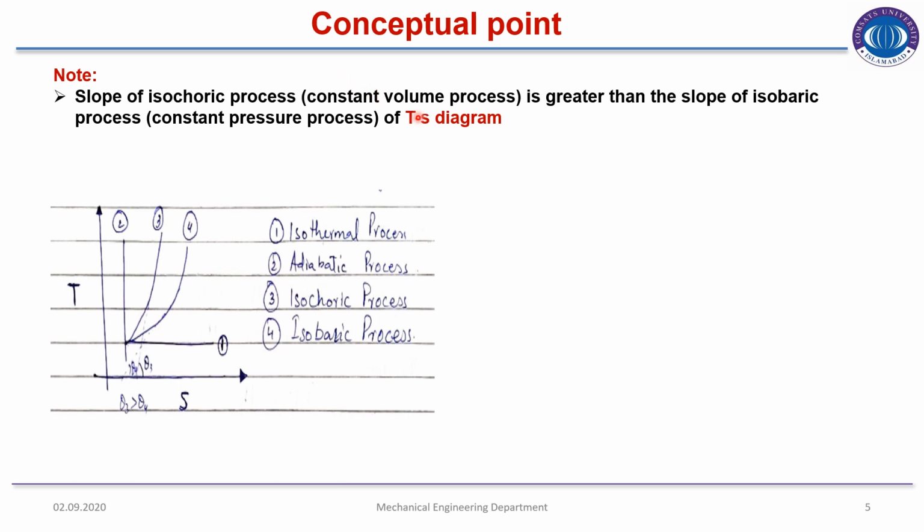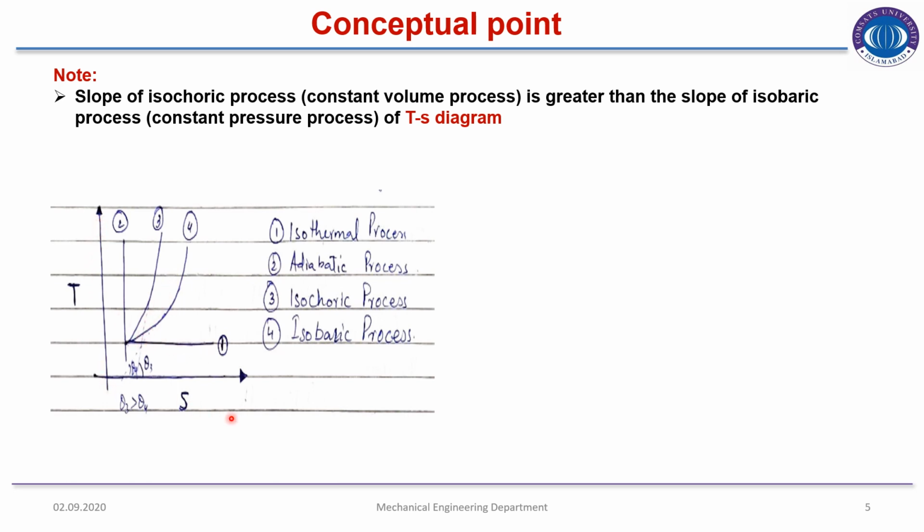Here we will discuss the conceptual point as well. Note the slope of the isochoric process. The isochoric process is a constant volume process. The slope of the isochoric process is greater than the slope of the isobaric process on the TS diagram. Isobaric is a constant pressure process. So if you are given a TS diagram and certain processes are shown on it, you should know which curve or which slope represents which process.